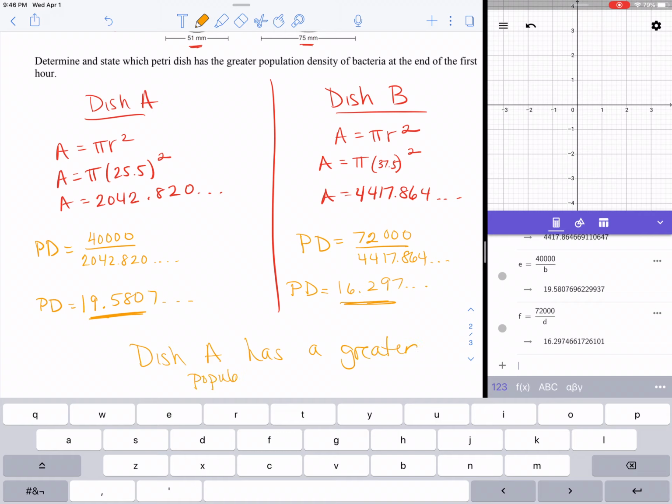So in this case, the population, instead of people, were number of bacteria over the square millimeters of the petri dishes. Good?